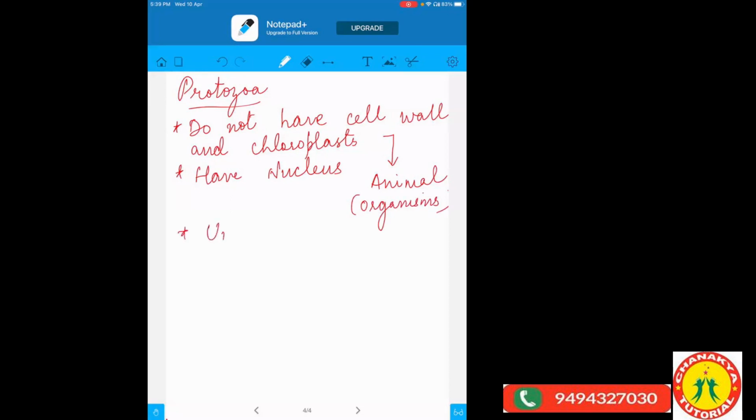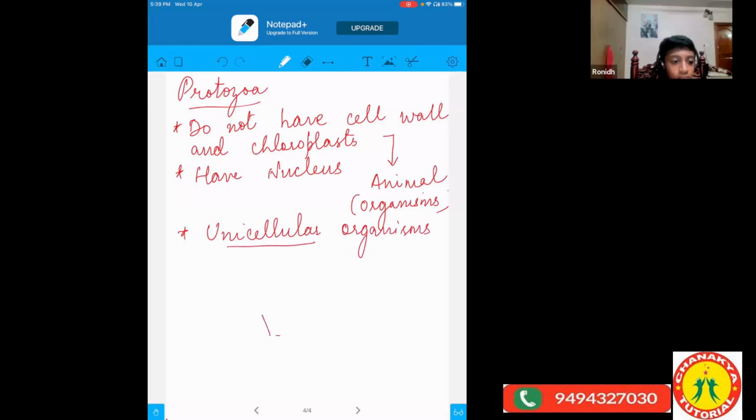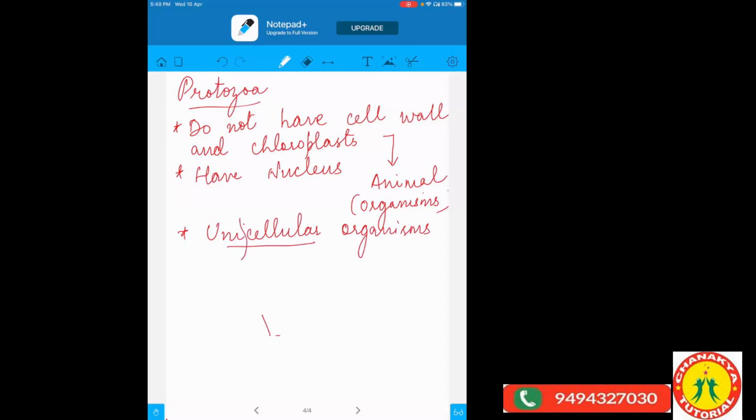Then they are unicellular. What do you mean by unicellular? Which have one cell. Those organisms who are made up of only one cell. Uni means one, cellular means cell. So the whole body of the protozoa is made up of only one cell. But in our body, how many cells do we have? One or more than one? More than trillions of cells we have in our body. But this protozoa has only one cell. And they are also microscopic in nature, so we need the microscope to see them.